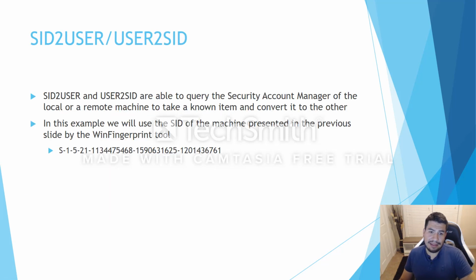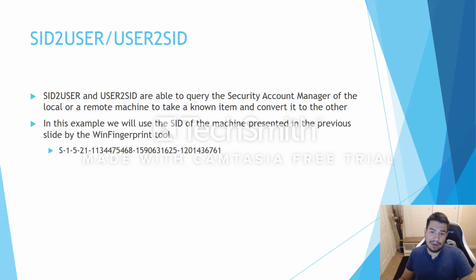By obtaining this user SID, we can then make use of two tools where we can query the security account manager of the local or remote machine to take a known item, which in this case would be our SID, and convert it to an unknown item, which would be the username. So in essence, we can take the user ID that we were able to obtain and get an actual user account present on the system to then target.